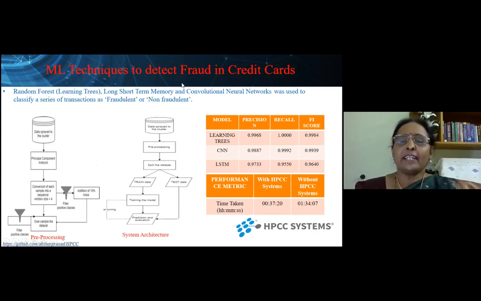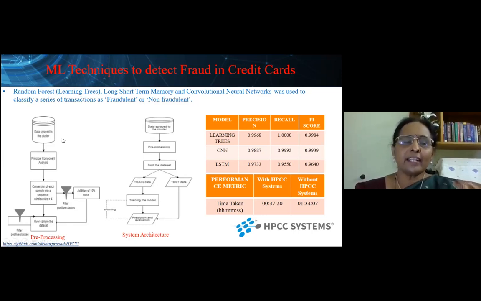But getting the data was again challenging, because whatever data we get is imbalanced. So we took European credit card transactions, wherein we had somewhere around 4 lakh records, out of which only 500 were found to be fraud. So there was an imbalance in the data.